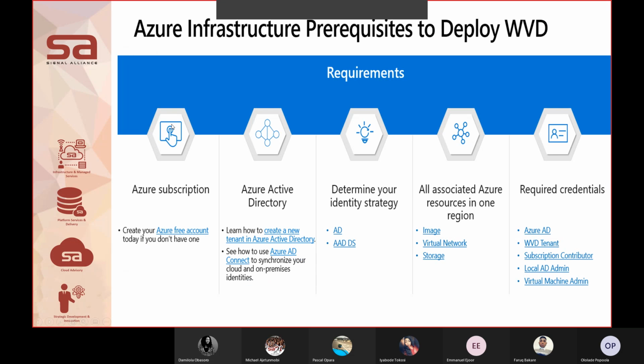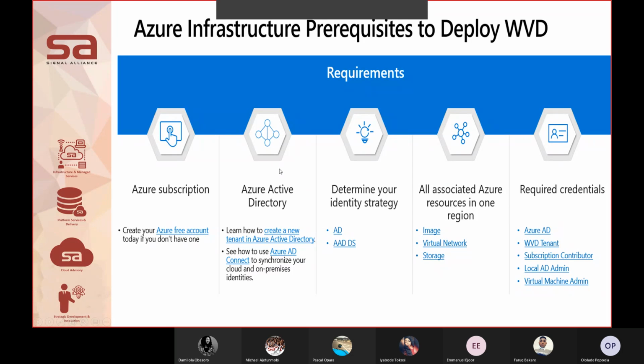The next thing I'm going to talk about is the infrastructure prerequisites for deploying Windows Virtual Desktop. The first thing is an Azure subscription. Because we need to create virtual machines, we need to create a virtual network for those virtual machines to be on the network. So we need an Azure subscription. Once we have the Azure subscription, the next prerequisite we need to consider is Azure Active Directory.